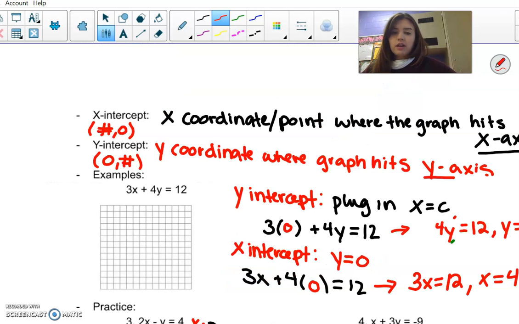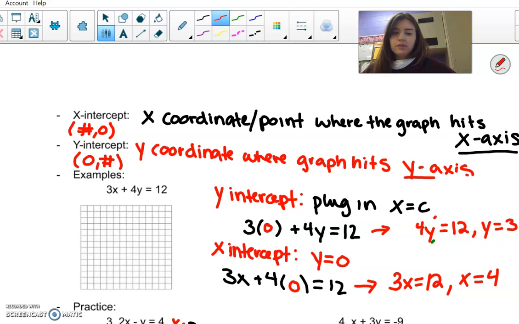All right, let's talk about this. We're going to be given standard form, and then we're going to be asked, what is the x-intercept? But first we need to know, what is an x-intercept? This is our x-coordinate, or point where the graph hits our x-axis.